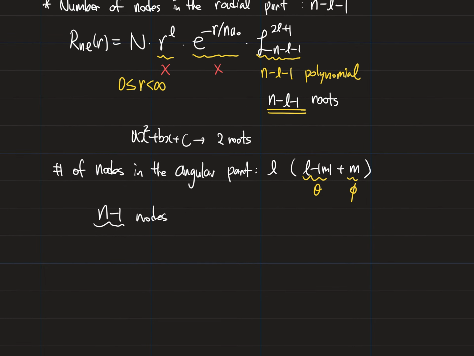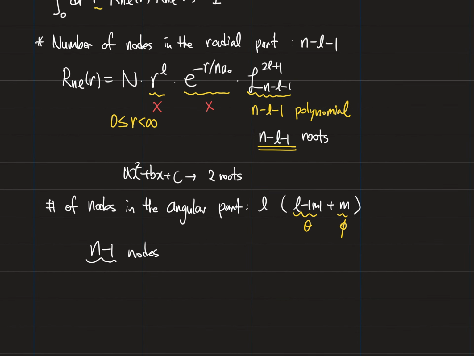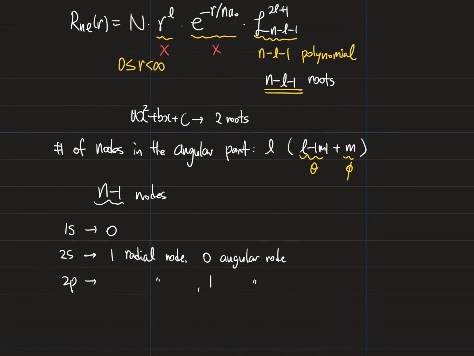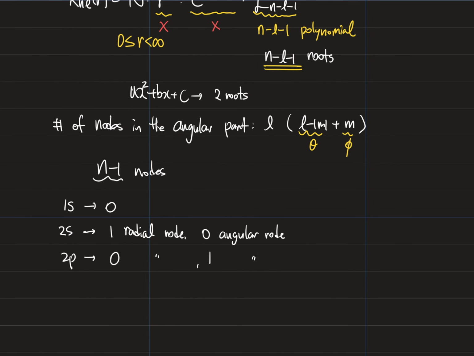Okay. So I guess now you understand why the 1s orbital doesn't have any node, and 2s has one radial node and 0 angular node, something like this. So 2p has 1 radial node and 1 angular node. Oh, sorry, that should be 0, right? No radial node and 1 angular node. Okay, let's move on to the next page.